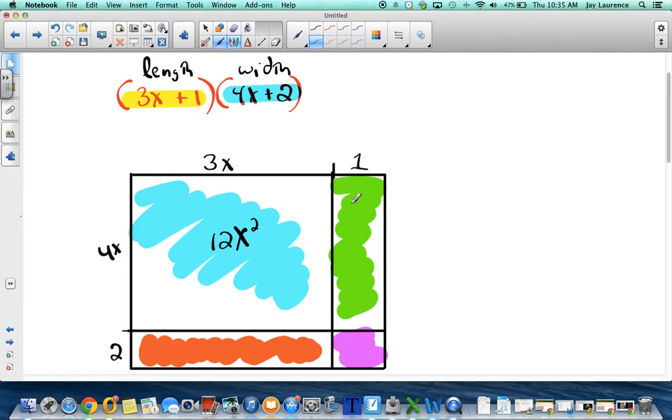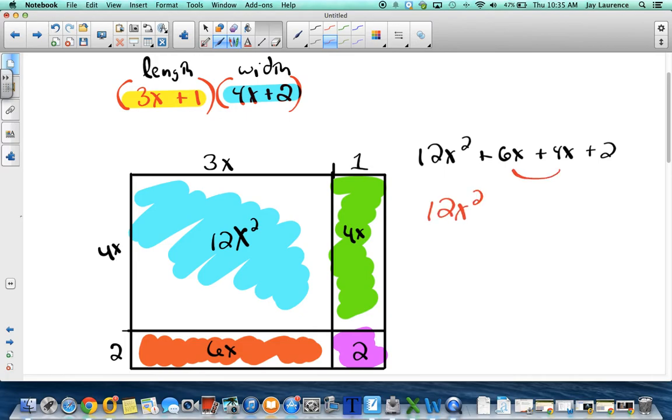Now I do 4x times 1, which is 4x. I can do 2 times 3x, which is 6x, and then 2 times 1, which is 2. So my problem becomes 12x squared plus 6x plus 4x plus 2. I'm not done because I have to combine like terms. So I'll have 12x squared plus 10x plus 2.